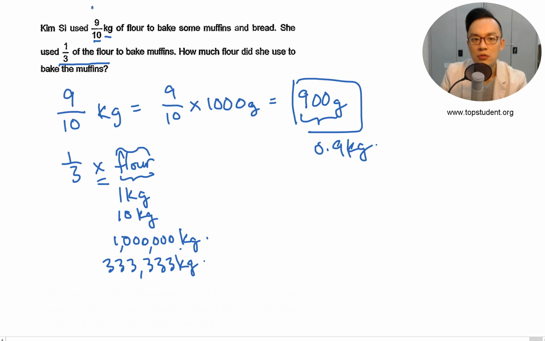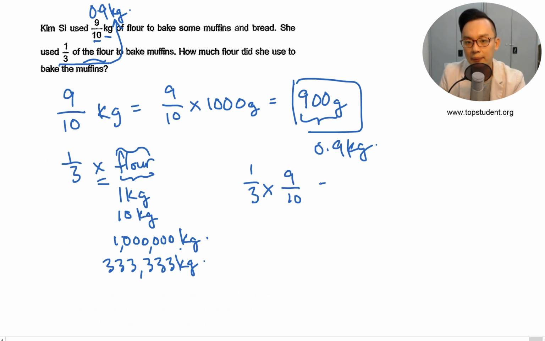So 910 kg, just right here, is 0.9 kg. All right. Remind yourself this is an absolute value. This is just one single value of weight. And then she used 1/3 of the flour. So this flour actually refers to this 0.9 kg. So 1/3 times 9/10 or 0.9. So this 9/10 is actually the flour. All right. So 1/3 of this flour, "of" is times this flour over here.